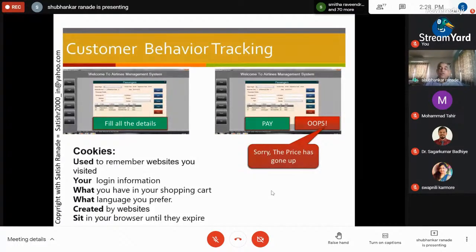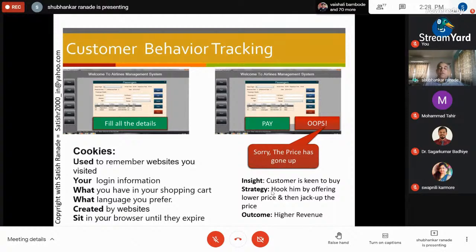The fact that you have chosen 3,500, which is the lowest price for the date and time of travel, they are now trying to take advantage of what is known as dynamic pricing. So they say, oops, the price has gone up, and the price is now 3,800 rupees. So what has happened? The data science gave an insight that this customer is keen to buy a ticket. The business strategy is: hook him by offering a lower price and then hike up the price when you are about to pay. And the outcome is higher revenue.